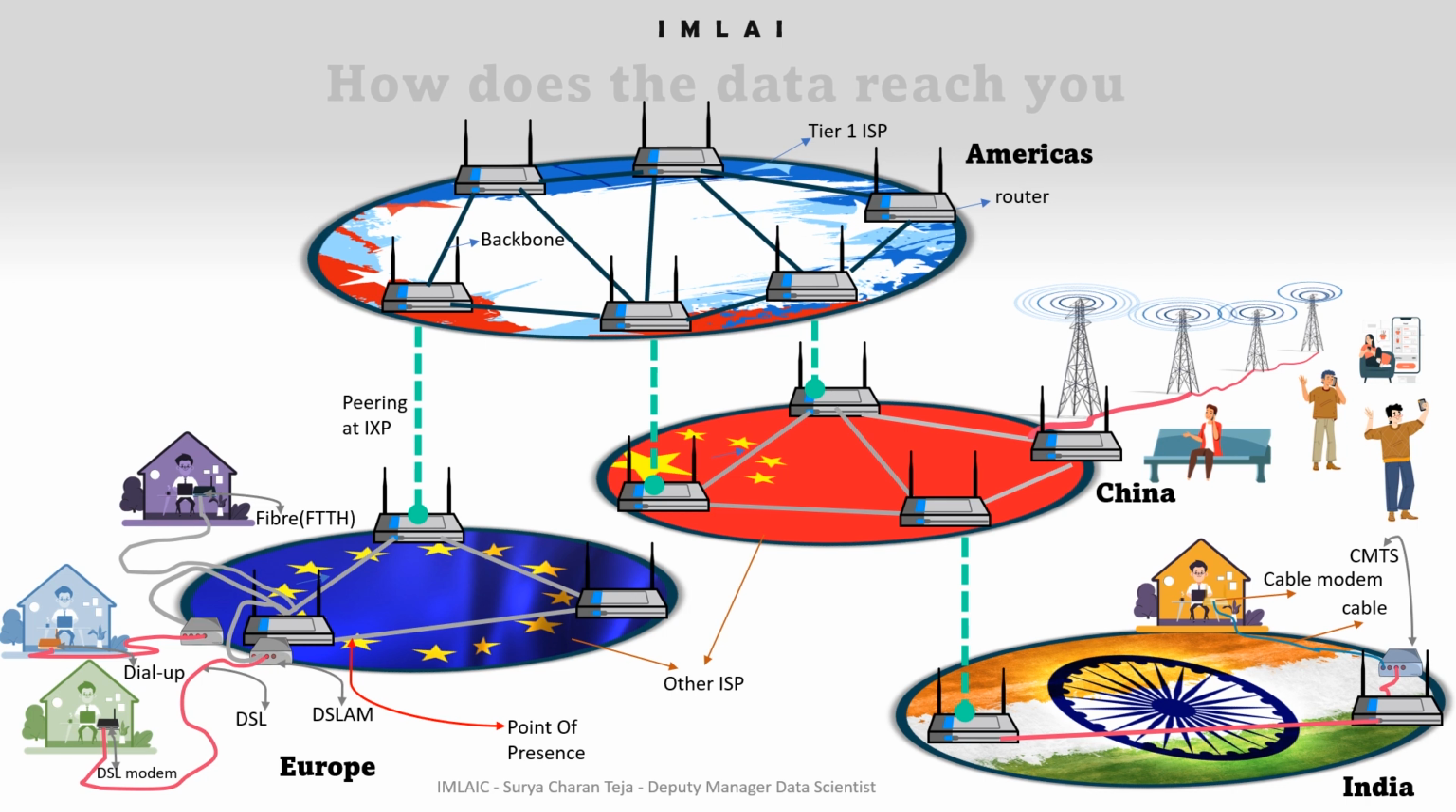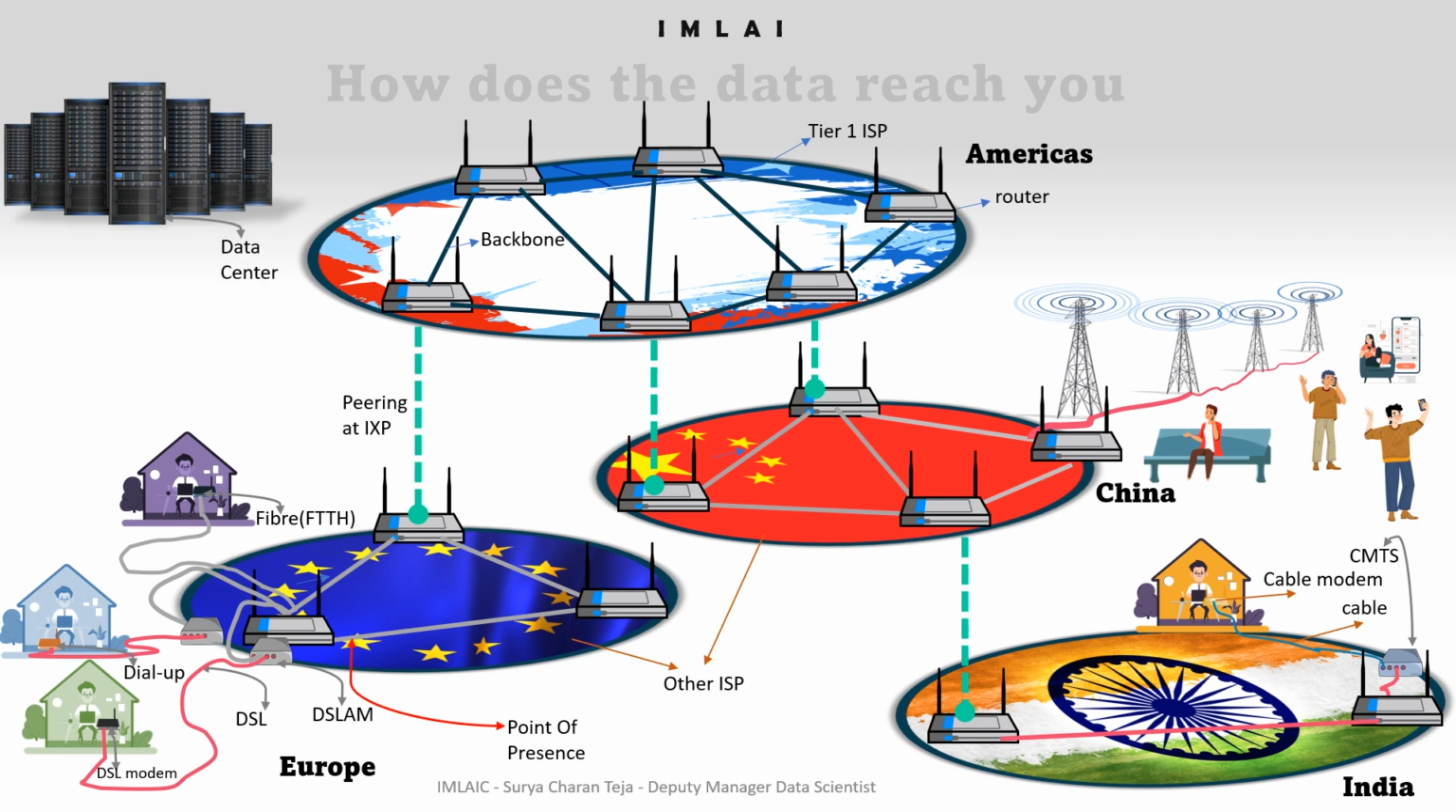Now let us look into the most important concept in getting data from somewhere. Having gone through each and every component of internet architecture, we are now going to look into how the data reaches you. But to understand the principle behind the data reaching you, you must understand one important concept, called data centers.